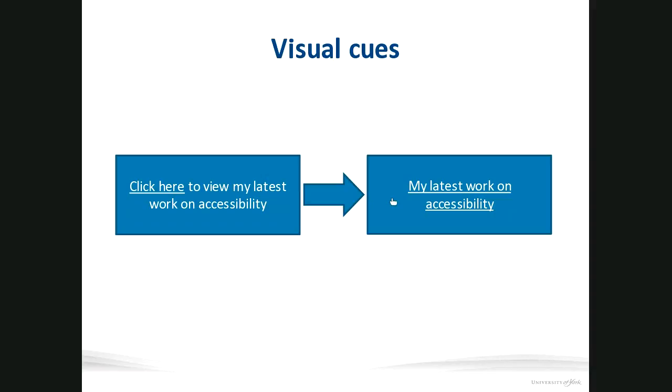So in this case here, here's an example: click here to view my latest work on accessibility. I'd change that to be a link that says my latest work on accessibility. Then I know if I click that link, I'm going to the work on accessibility.